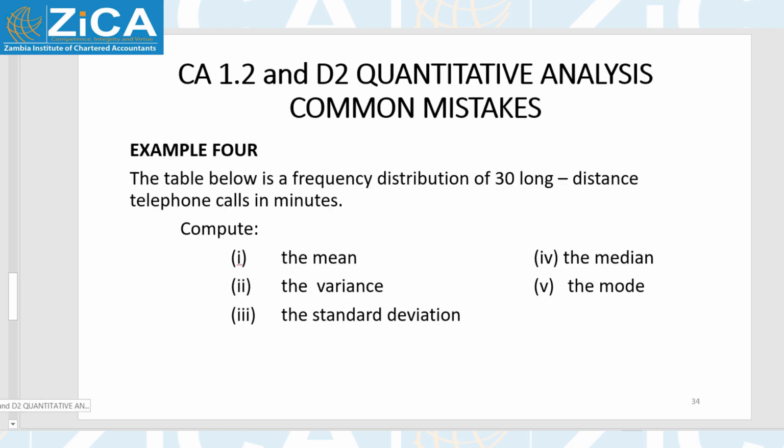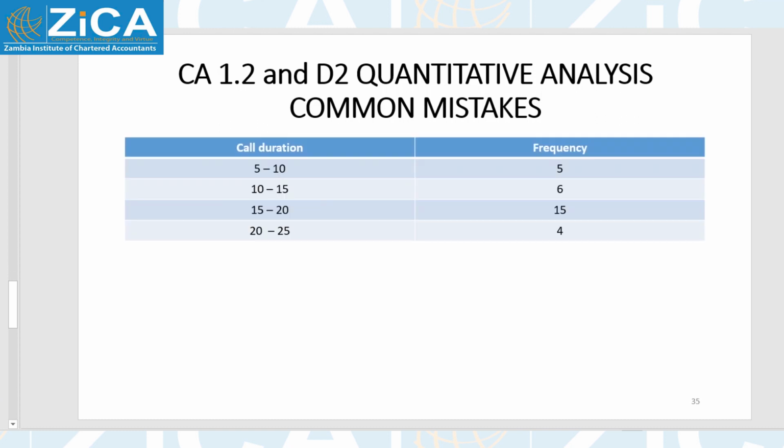The other common mistake, again, which we come across in C1.2 and quantitative methods, is exhibited in the next table, where we are given the frequency distribution. And again, here it's just an issue of computation. We are required to compute the mean, the variance, the standard deviation, the median, and the mode.